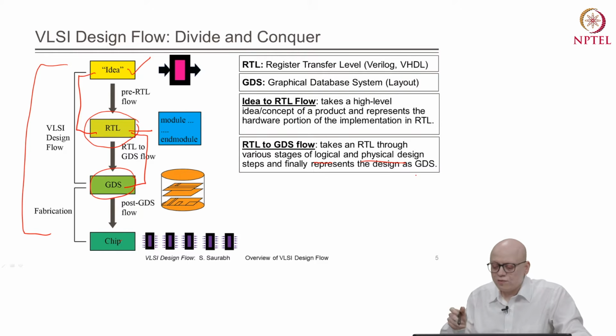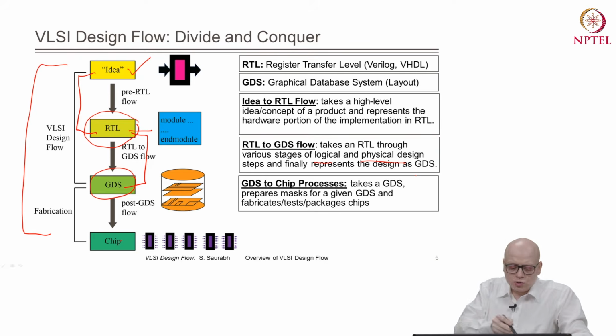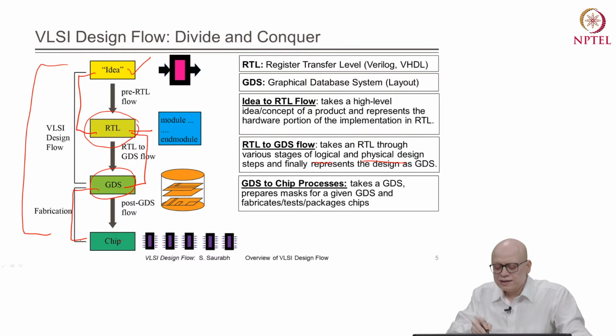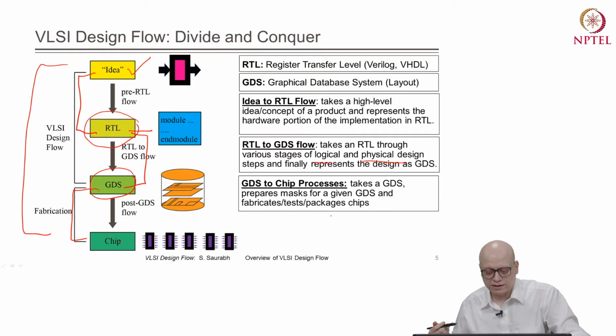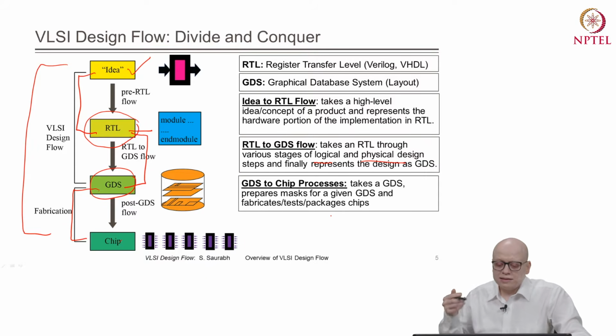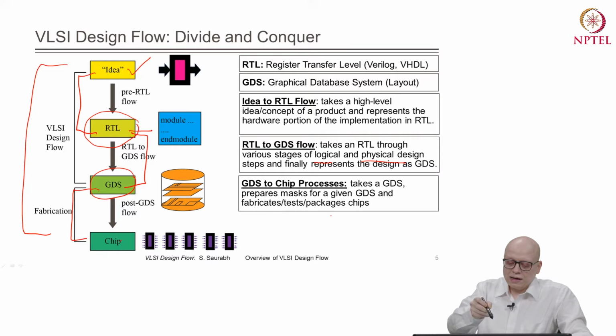And once we have got the layout, then it goes to the foundry for fabrication, and that we can say is the GDS to chip process. It takes a GDS, prepares mask for a given GDS and fabricates, tests, packages chips, and then it goes to the market. So in today's lecture, we will be looking primarily at this part, right?